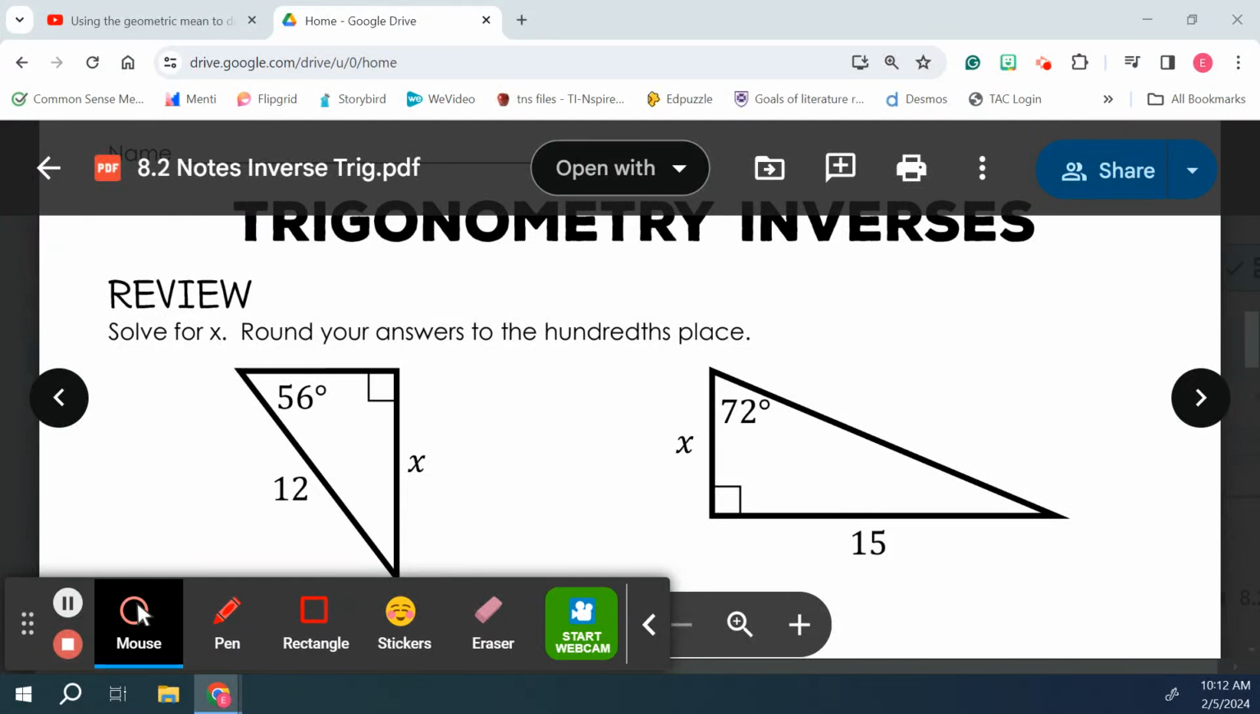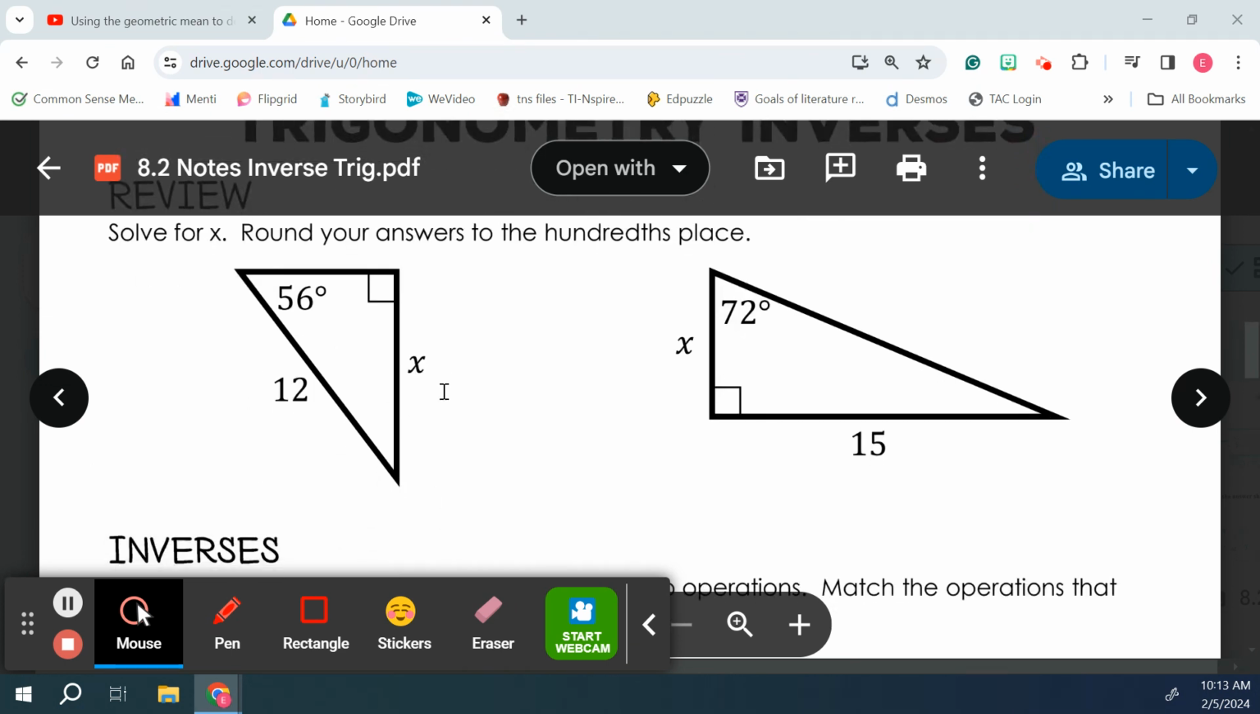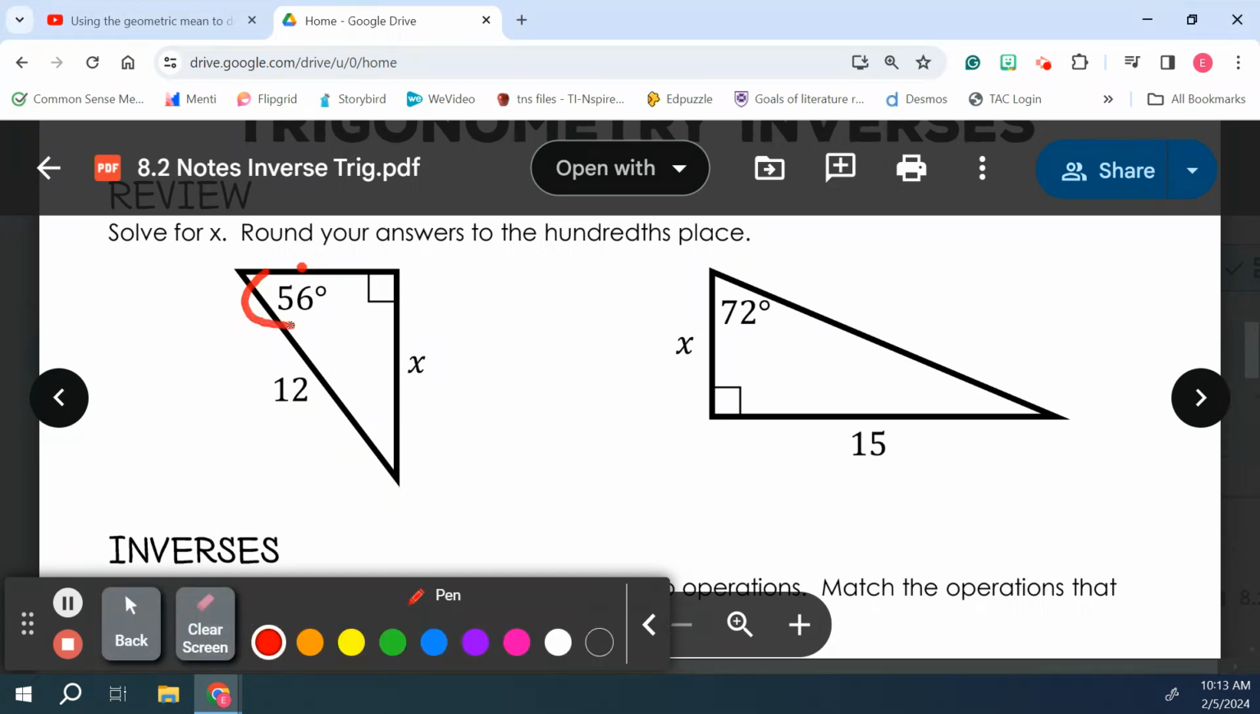Okay, so let's review a little bit first. It says solve for x, round your answer to the nearest hundredth place. All right. So in this case, remember, we are looking at this angle. Okay, so that makes this an opposite, and this is my hypotenuse. So what trig ratio am I going to use here to solve for x?